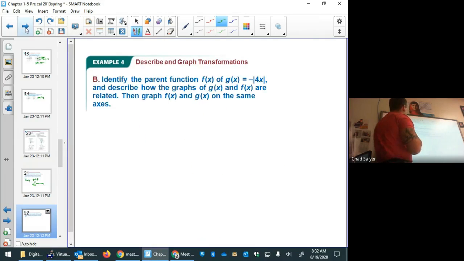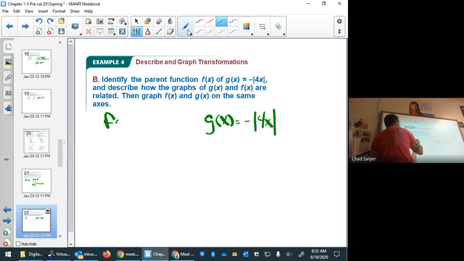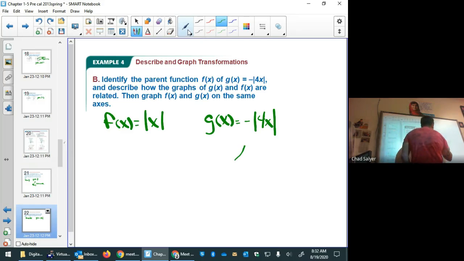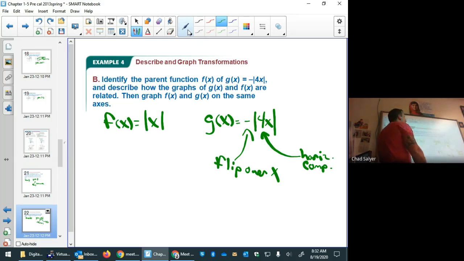All right. Now let's talk about this one. It says identify the parent function of g of x equals negative the absolute value of 4x. And that's going to be f of x equals the absolute value of x. And the graphs are going to be related. First of all, we've got to flip over the x-axis. And then we've got a horizontal compression. So remember that when I multiply the input by a value greater than 1, it compresses it. Again, that behavior that you wouldn't expect.